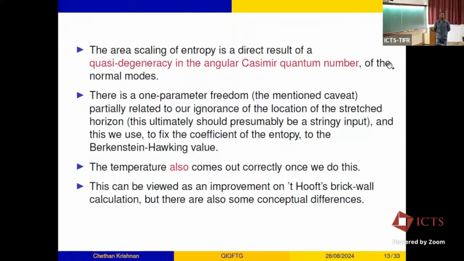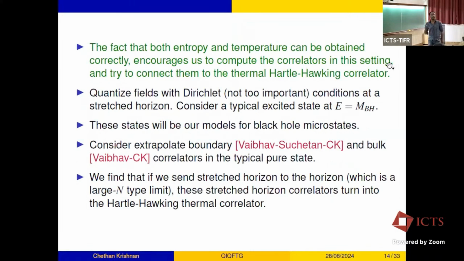And this is what motivated us to look at actual correlators, because otherwise you can't really formulate the question of correlators in a clean way. The fact that both the entropy and temperature can be obtained correctly encourages us to compute the correlators and try to connect them with the thermal Hartle-Hawking correlator. Basically, we quantize fields with Dirichlet boundary conditions. The Dirichlet condition is not very important as long as the boundary is close enough to the horizon. Then you consider typical states with E equal to M_BH, and these states will be our models for black hole microstates.